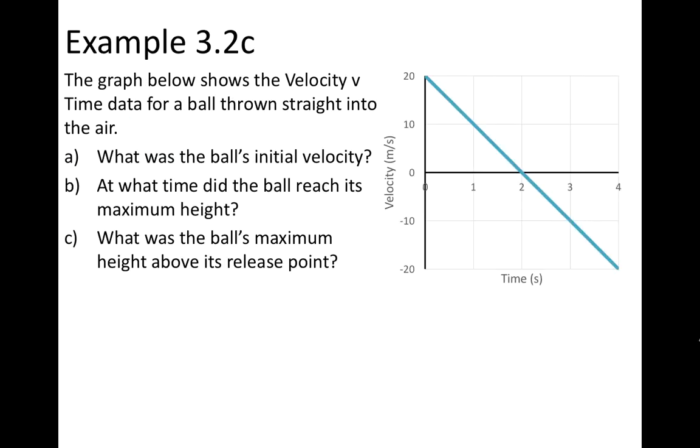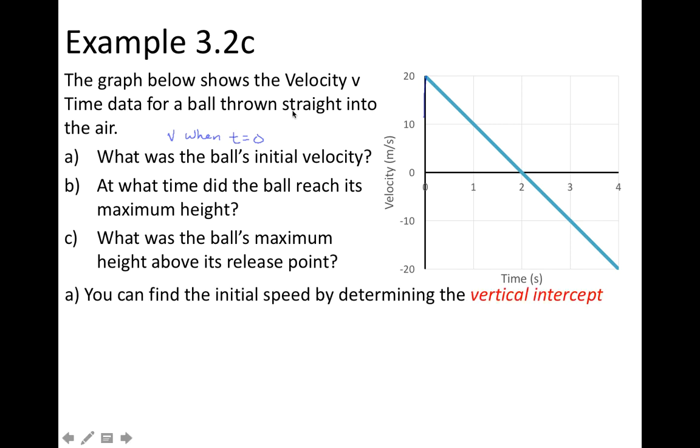All right, in this last example, we're shown a velocity versus time graph for a ball that's thrown straight into the air. And we're going to interpret the graph to answer these questions. Part A wants to know what's the ball's initial velocity. Well, the initial velocity is just the velocity when the time is 0. When's the time 0? The time is 0 all along this axis, the y-axis. So the initial speed can be found by determining the vertical or the y-intercept of this graph. And we can read that rate from the graph. It's 20 meters per second.